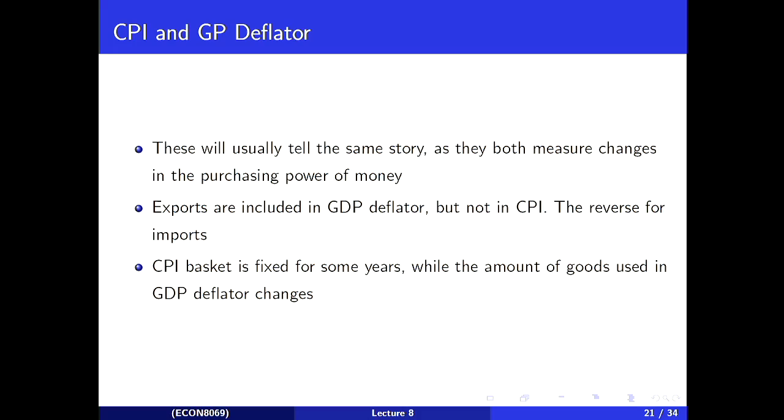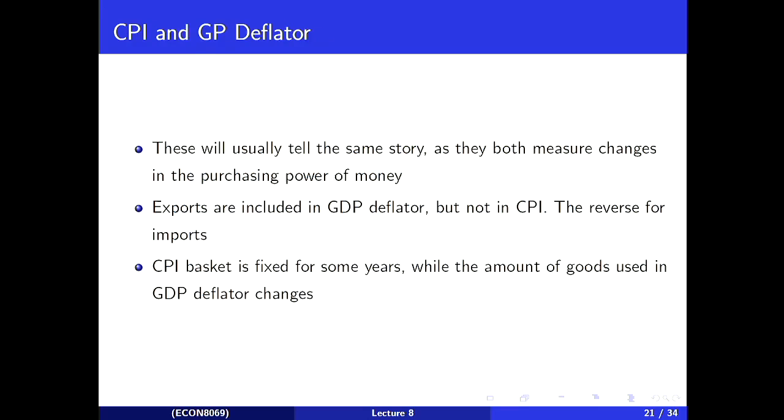One difference is the CPI basket is fixed for some years, whereas for GDP deflator, the amount of goods changes. So if you have dramatic shifts in the amount of goods being produced or consumed, then the CPI basket is going to look a bit strange. It's not going to be a very good measure. You're going to want to think about GDP deflator more, but typically the amount of goods produced and consumed don't radically change year on year, in most cases, for most goods. So they're very similar, but they're not exactly the same, and there will be differences.